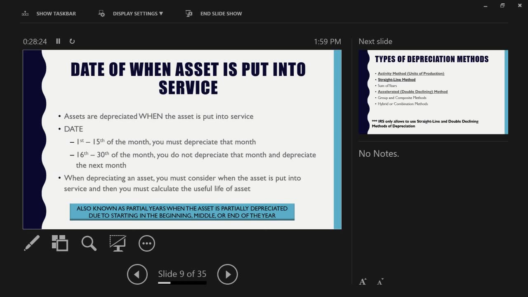Right? 5 months, right? Count again. You put it into service June 12th, and you wanted to depreciate it in December of the same year? December 31st, to be the most accurate, of the same year. Yes. It'd be 6 months.